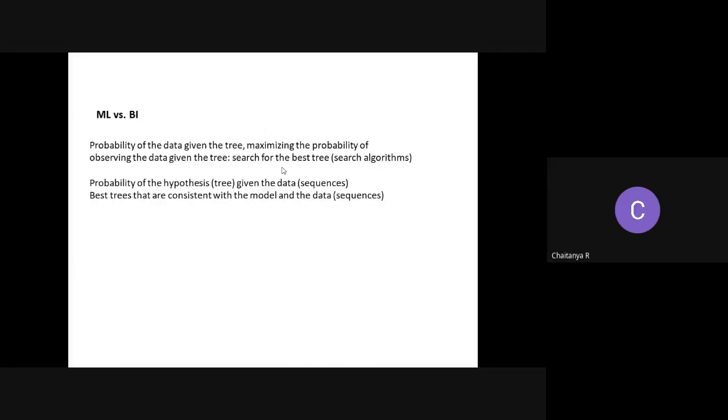So we'll just quickly look at maximum likelihood versus Bayesian inference. Like we spoke time and again, likelihood is the probability of the data given the tree, whereas posterior probability is the probability of the hypothesis given the data. Right? Similarly, the maximum likelihood method tries to maximize the probability of observing the data given the tree, and it searches for the best tree. Right? And in Bayesian inference, we try to maximize the posterior probability. So the optimality criteria is slightly different.